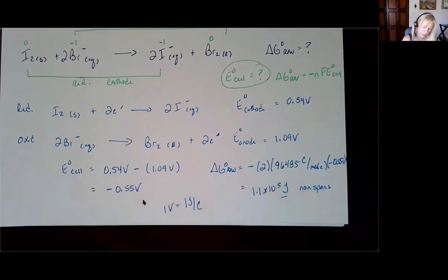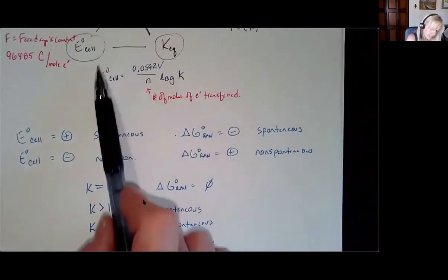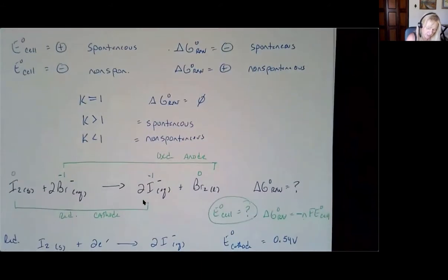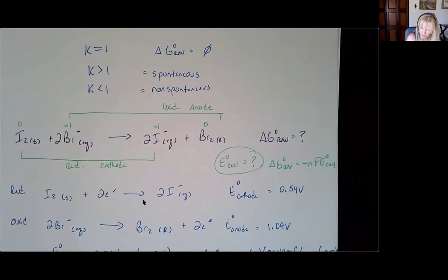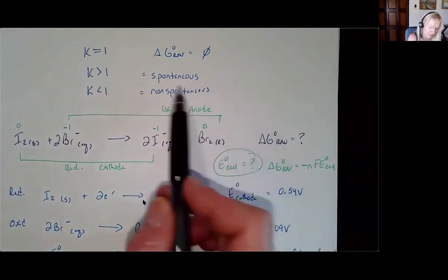I could also find my equilibrium constant for this reaction. I could either plug it into here, or I could get to G and go this direction. So I could also find K from this as well. And I would expect K to be a small value, less than 1, because it's non-spontaneous.